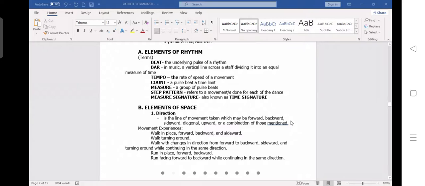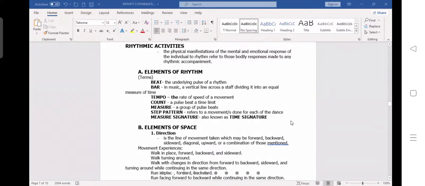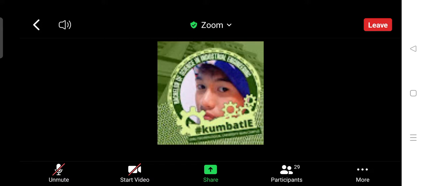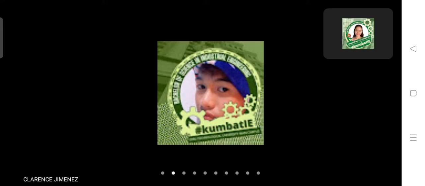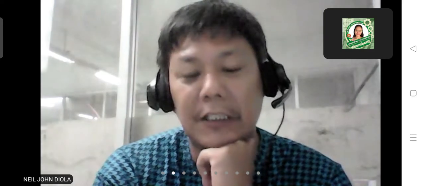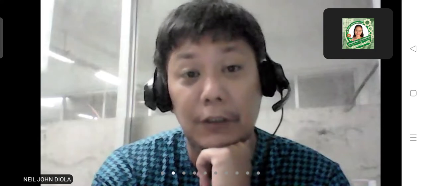How about the direction? Let's call on Clarence Jimenez. So, yung direction, sir, naa siya sa one place, sir, pero magtiktuyok siya, sir. Very good. So there are movements that are circling movement, pivot movement.